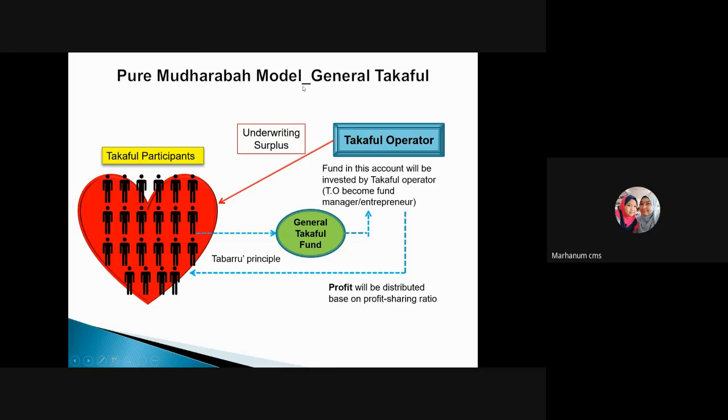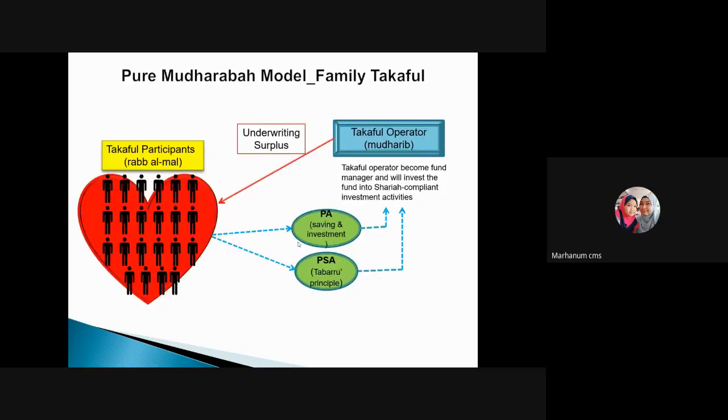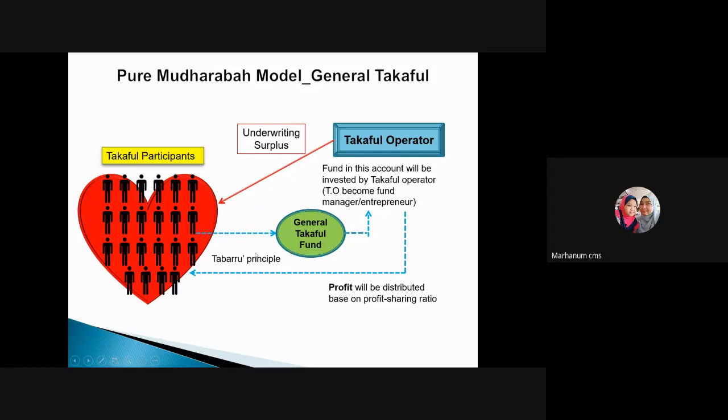Pure mudarabah model for general Takaful. Now this is the mudarabah model, with profit sharing here. Why general Takaful? Because the fund here is only one fund, the general Takaful fund, because it is short term. If it is family Takaful fund, there will be two accounts here: participant account and participant special account. So this is the mudarabah model for family Takaful. Okay, go back to the general Takaful.